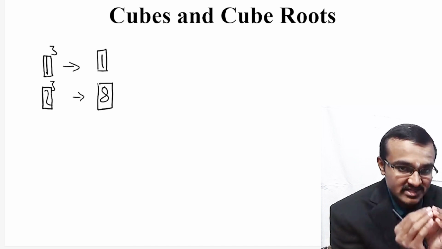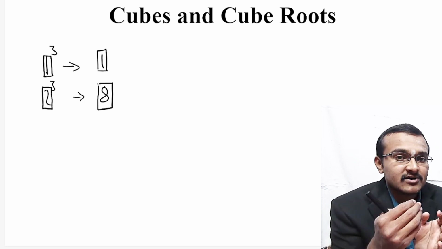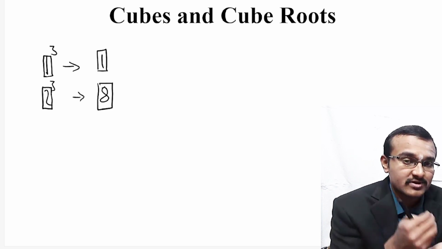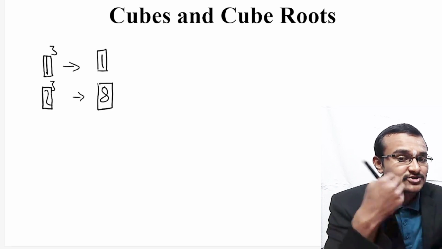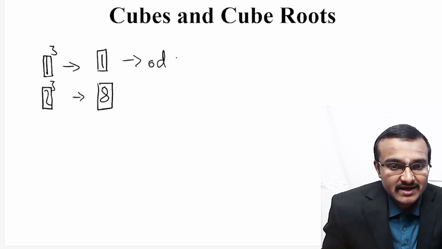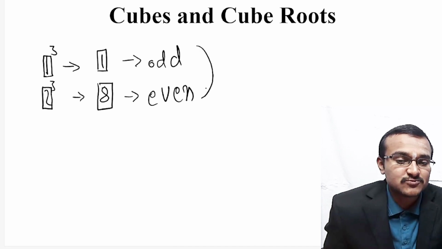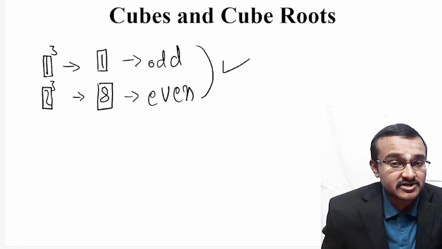That means if a cube root is odd, then its perfect cube will be odd. If a cube root is even, then its cube will be even. Here 1 is odd, hence 1 is odd. Here 2 is even, hence 8 is even. This is one concept you should remember in this chapter.